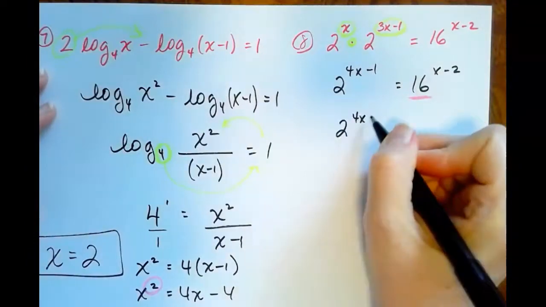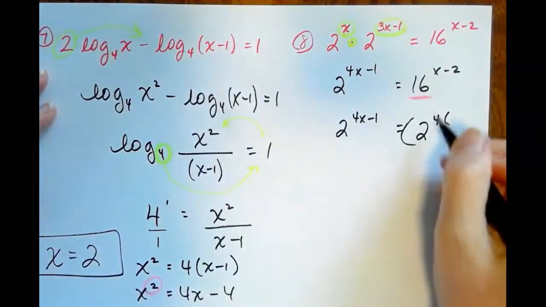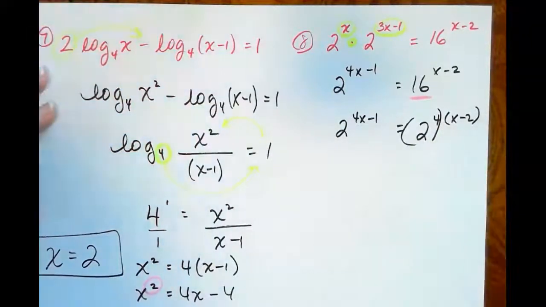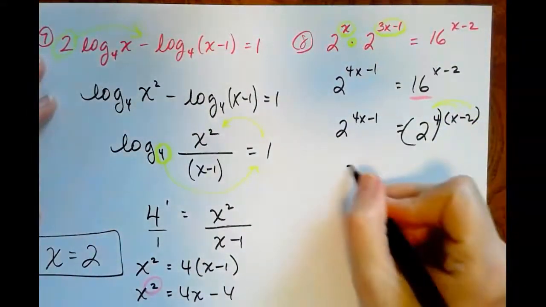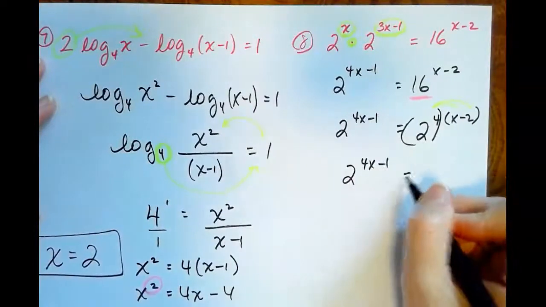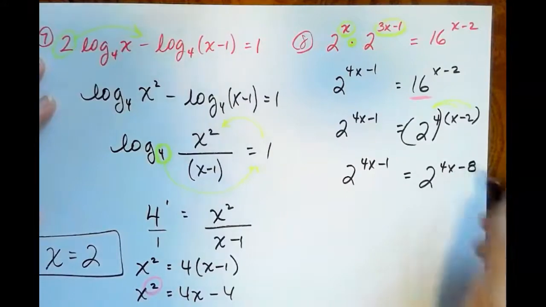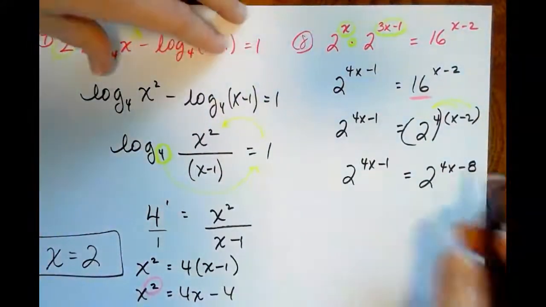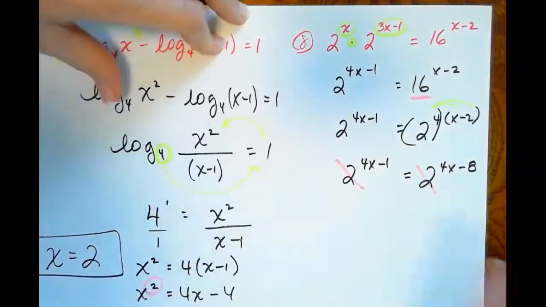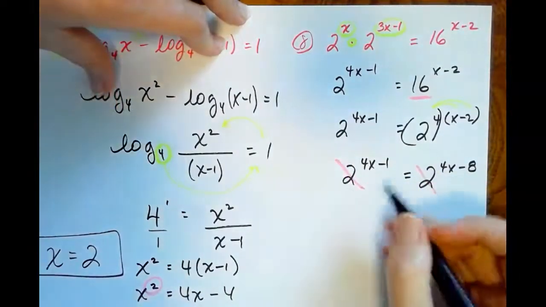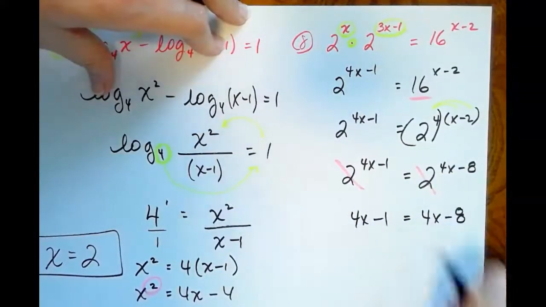So 2 to the 4x minus 1 equals 2 to the 4th raised to the x minus 2. So we've got to multiply those powers together, and we get 2 to the 4x minus 2 equals 2 to the 4x minus 8. Something looks a little fishy here, because now drop those bases because we have a 1-to-1 comparison, and we end up with 4x minus 1 equals 4x minus 8.